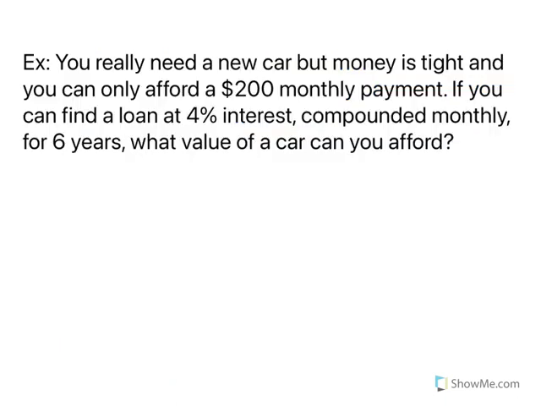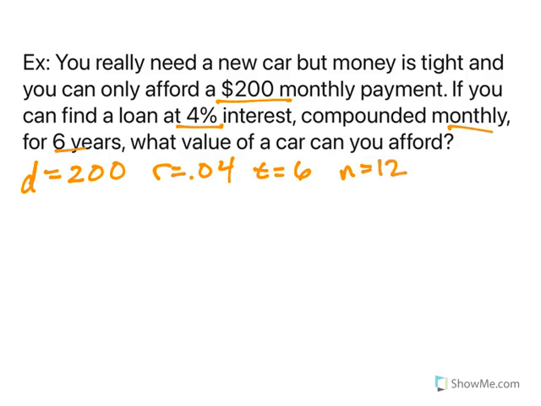So let's do an example. You really need a new car, but money is tight, and you can only afford a $200 monthly payment. If you can find a loan at 4% interest compounded monthly for 6 years, what value of a car can you afford? Okay, so what do we know? Well, $200 monthly payment, that's D. So D is 200. My interest rate is 4%, so R is 0.04. I change it to a decimal. And my time is 6 years. Now we're compounding monthly, right? Which makes sense. So N is 12.